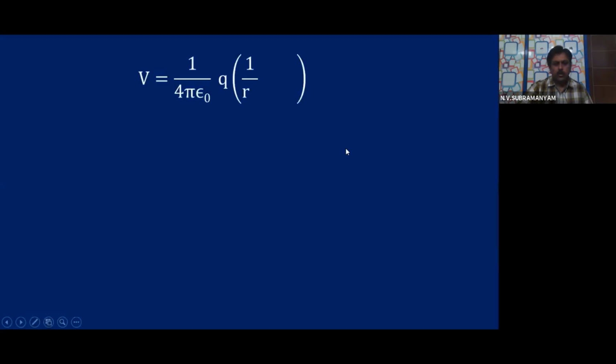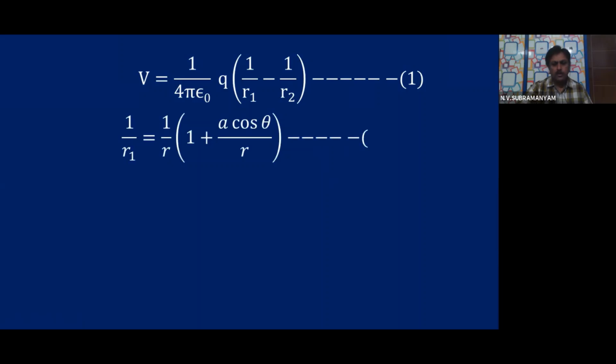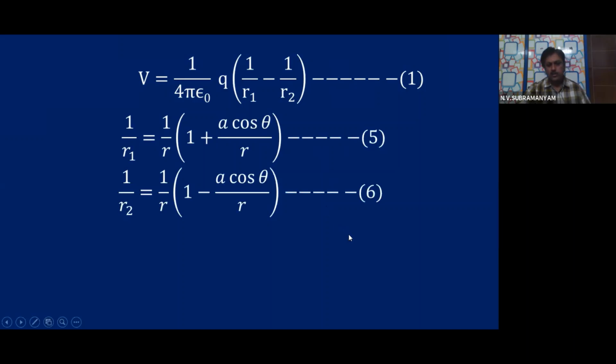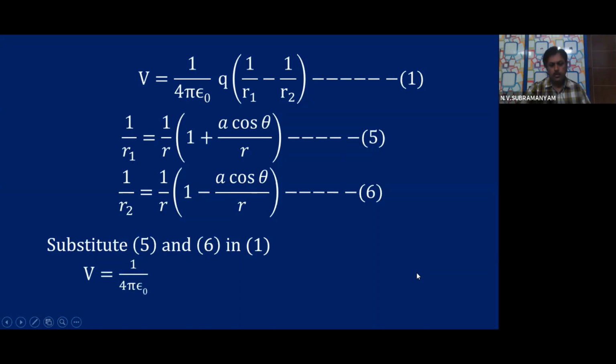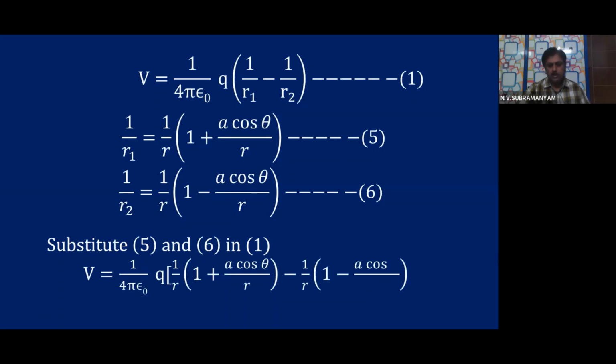So we are having 1 by 4 pi epsilon 0 q into 1 by r1 minus 1 by r2. Then 1 by r1 is 1 by r into 1 plus a cos theta by r. Similarly, I got 1 by r2 is 1 by r into 1 minus a cos theta by r. Equation 5, equation 6. Now equation 5 is 1 by r1, equation 6 is 1 by r2. Substitute 5 and 6 in equation number 1. 1 by 4 pi epsilon 0 q into 1 by r into 1 plus a cos theta by r, minus 1 by r into 1 minus a cos theta by r.